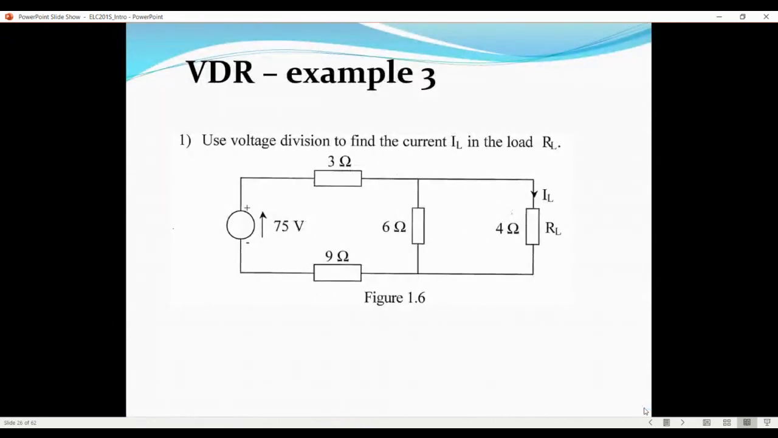So what I'd like us to do is this example. This is in your textbook. I think it's example number 1. It could be a test-level question. So over here, we are required to use voltage division to find that current.